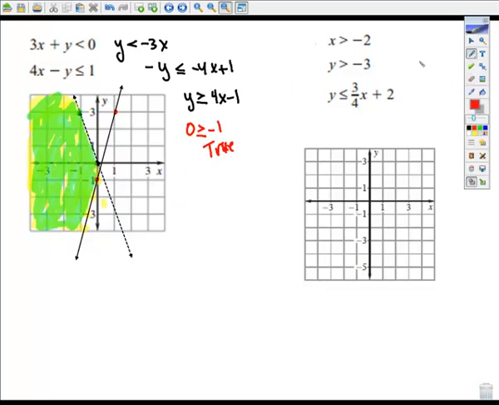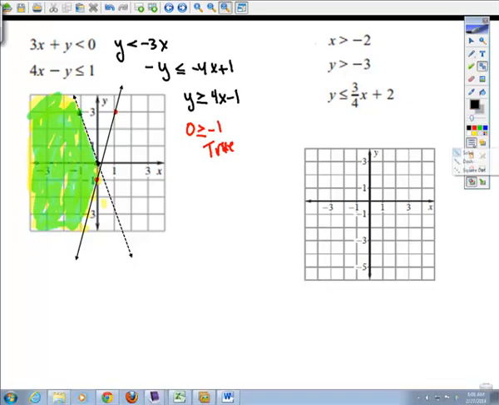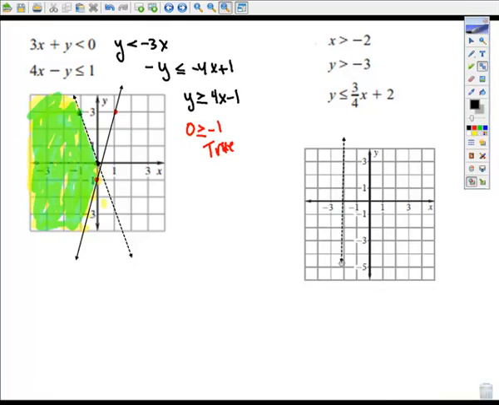Let's try another one. This one right here actually has 3 inequalities. So if I have x is greater than negative 2, again it's going to be dashed. Greater than negative 2. This is a vertical line. So here's my negative 2. It's greater than. And if you want to check 0, 0, you're more than welcome to, but 0 is greater than negative 2.